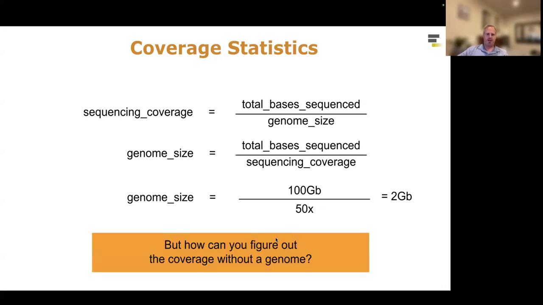Okay, so how do we figure out this coverage without the genome? The key insight is you can do analysis of the reads even before you assemble them, to get an idea about how common different parts of the reads are, and that will be proportional to the coverage that we have here.